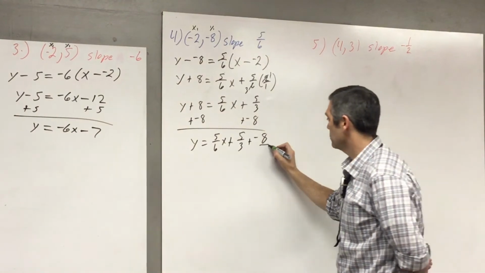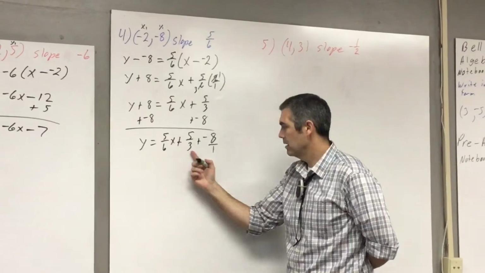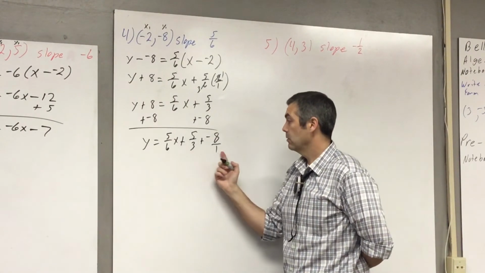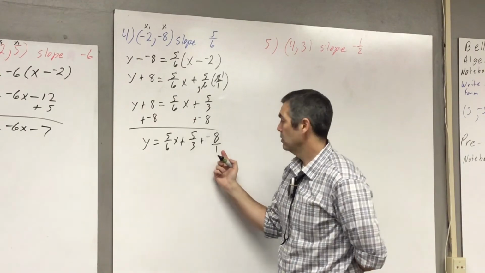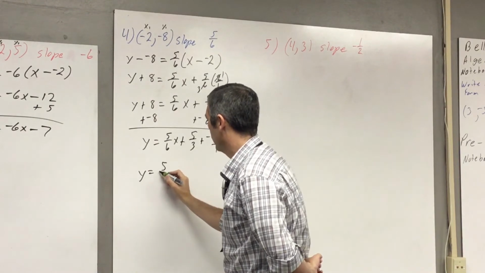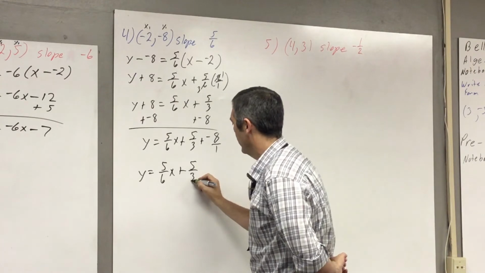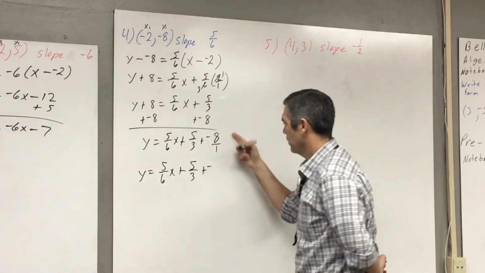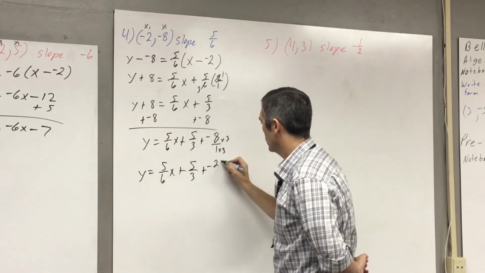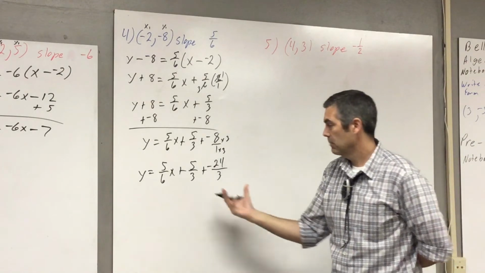But we got to get a common denominator here. So first things first, I'm going to turn that into a fraction. Now I'm going to use a common denominator. Well, if this is a 1 and this is a 3, my common denominator is 3. So I need to turn this into a fraction with a denominator of 3. So y equals 5/6 x plus 5/3 plus negative 8 times 3 over 3, 24 over 3. Now I can actually combine these two fractions.